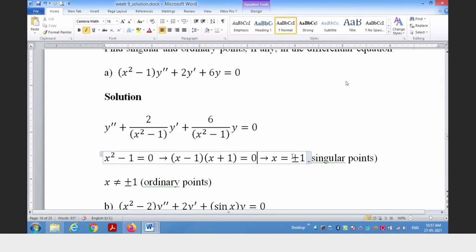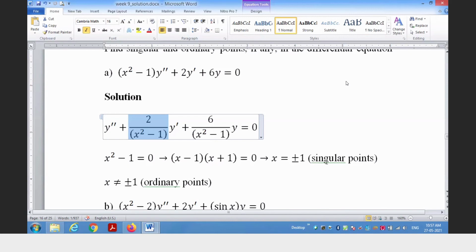When x equals plus or minus 1, the denominator becomes 0. When this becomes 0, P1 is undefined, and this point is called a singular point.